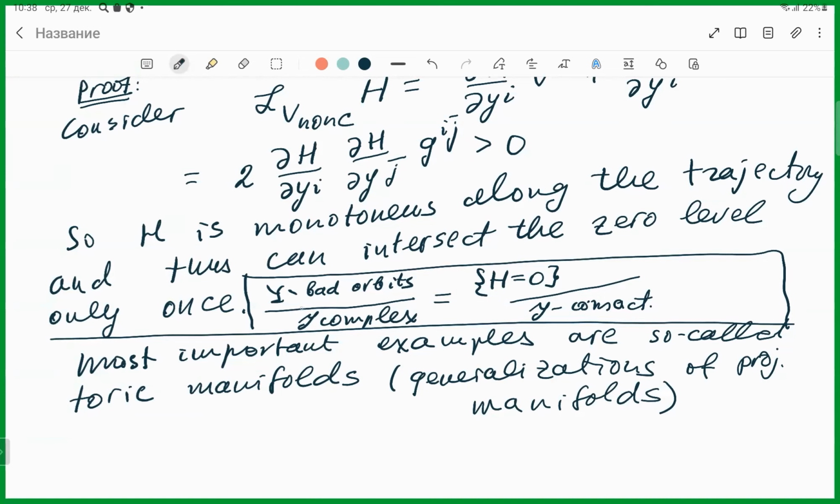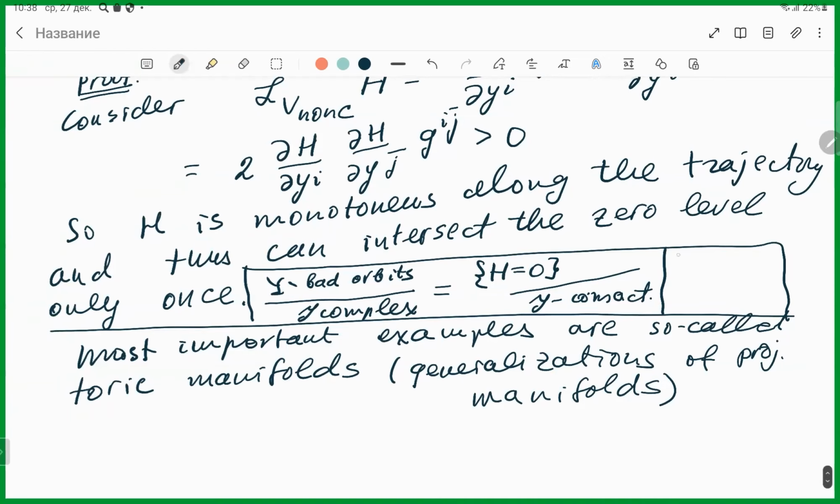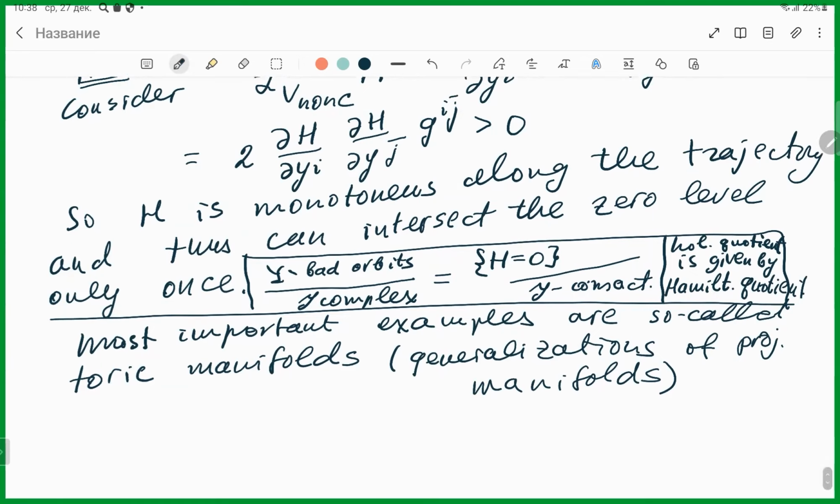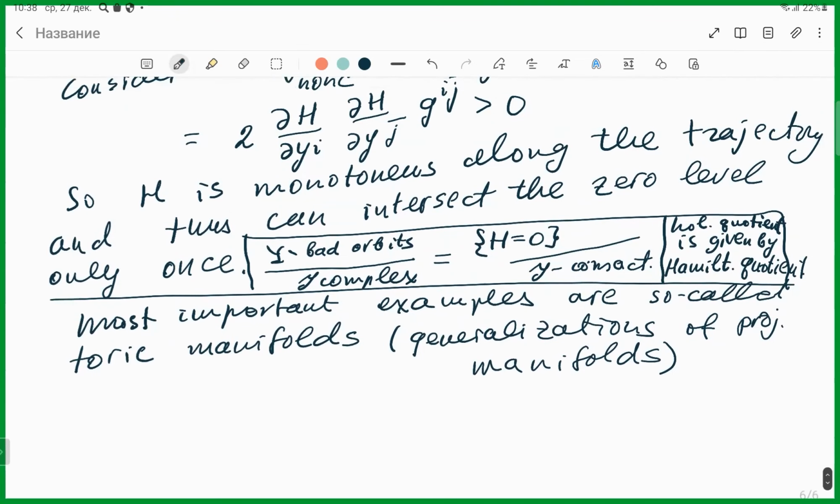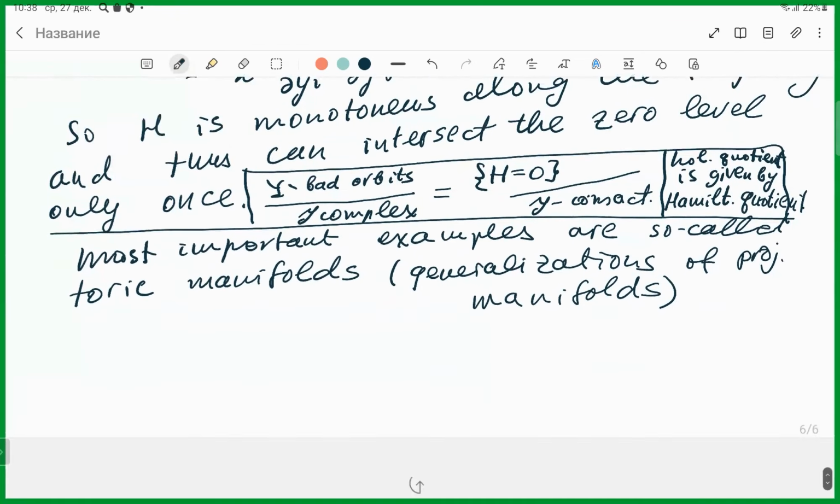And that's why people say that the holomorphic quotient is given by the Hamiltonian quotient. So now I am coming to examples.